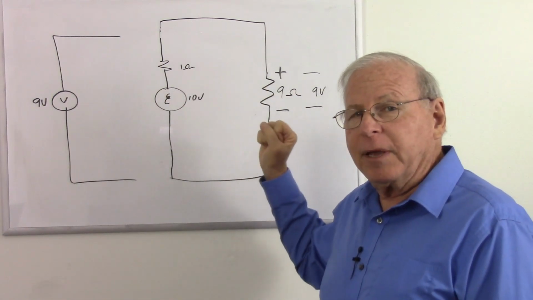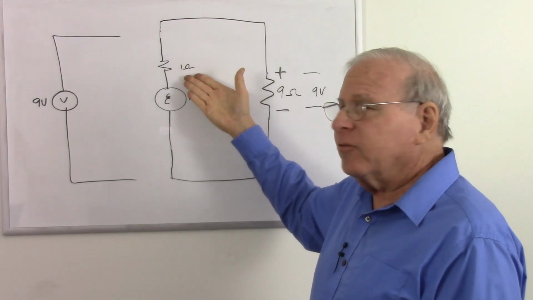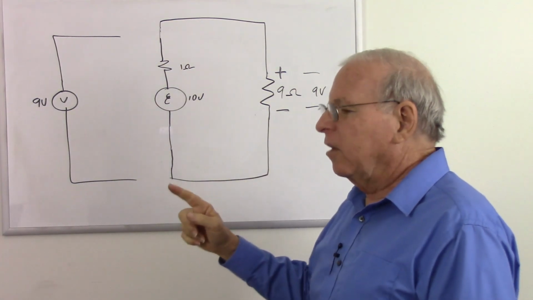It can't appear in parallel because that electromotive force is blocking that path, so it must be in series. And we put it in series, and lo and behold, that resistance works out just fine.